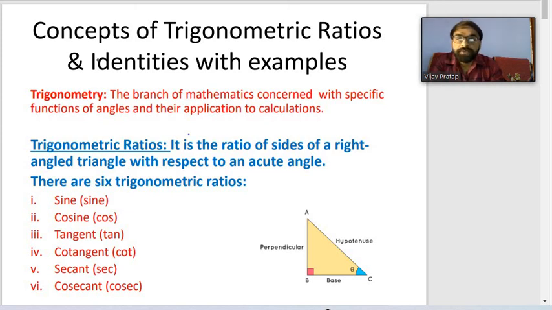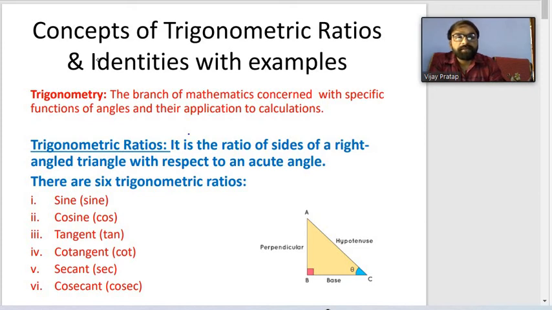Hi. So today we are going to discuss trigonometric ratios and identities with examples. First of all, let us discuss what trigonometry is. Trigonometry is the branch of mathematics that deals with the specific functions of angles and their application to calculations.